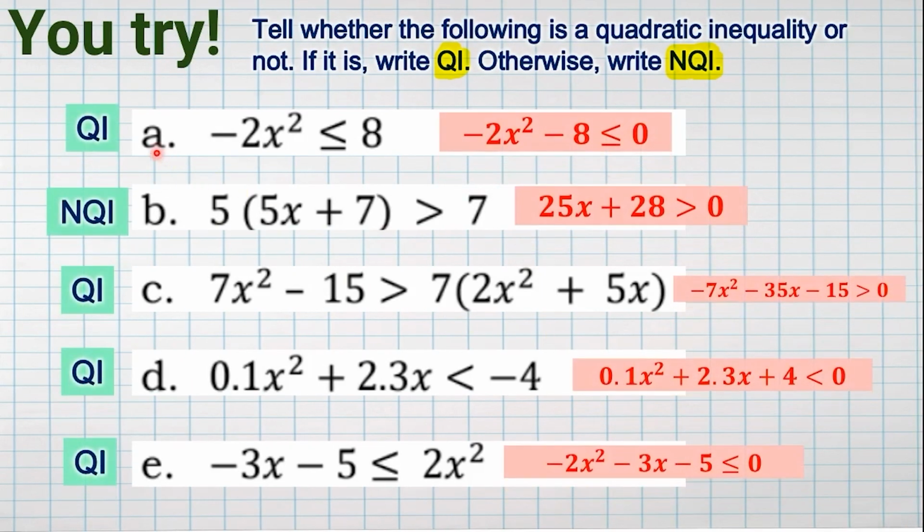Letter A, C, D, and E are all quadratic inequality except letter B. Kapag sinimplify nyo sila para maging itsura ay standard form ng quadratic inequality, ito yung mga magiging itsura nila.